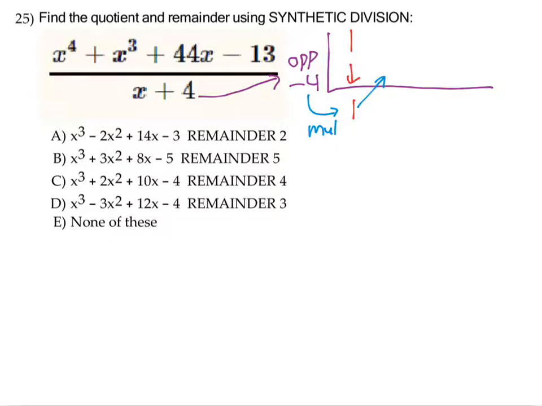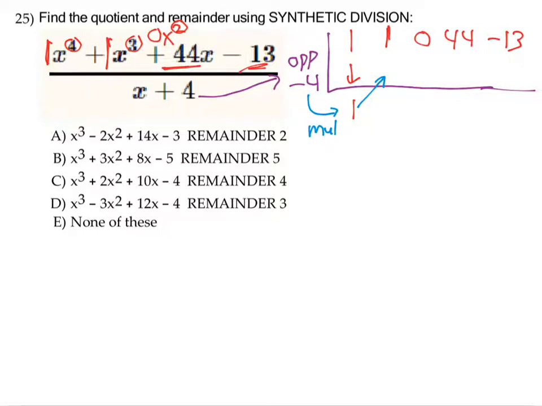Oh, I forgot to write the other coefficients. What am I doing? This is 1 right here. This is 1x cubed. This is, oh, we're missing x squared, so 0x squared. Right, we go x to the 4, x to the 3, x squared is missing, so it's 0. And then comes 44x, and then minus 13. All right, there we go. I forgot to get that all set up. Okay, back to the problem.